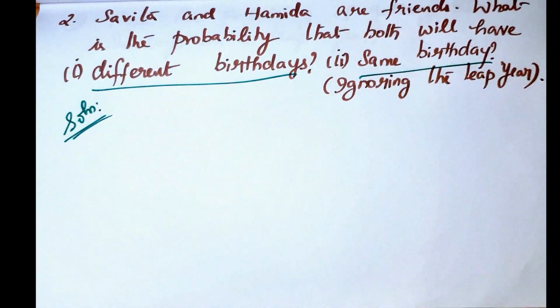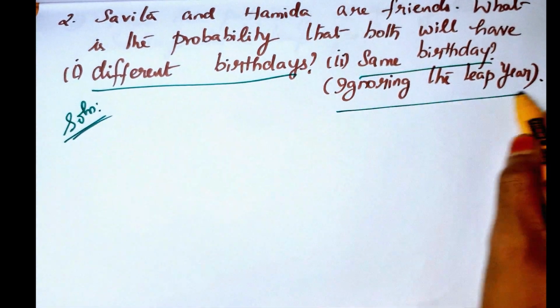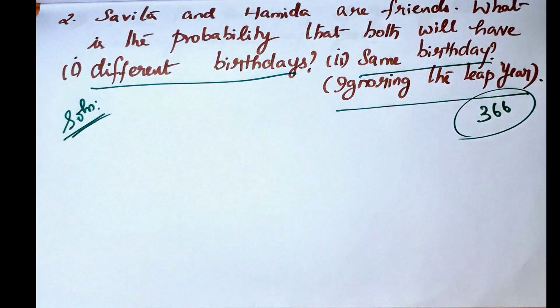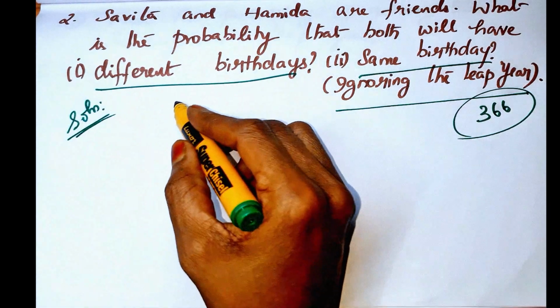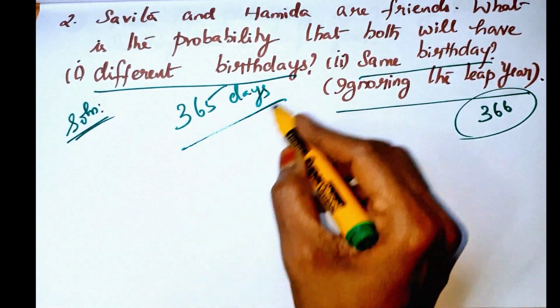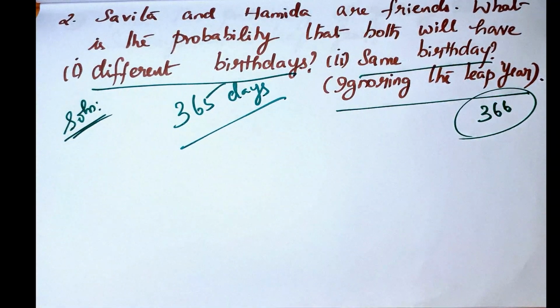Second question, same birthday. We are not considering a leap year because in a leap year, totally how many days are there? 366 days. But we are considering an ordinary year. So totally we have 365 days. In that we are going to find, first, the probability that both the birthdays are different. And the second one is if they have the same birthday.